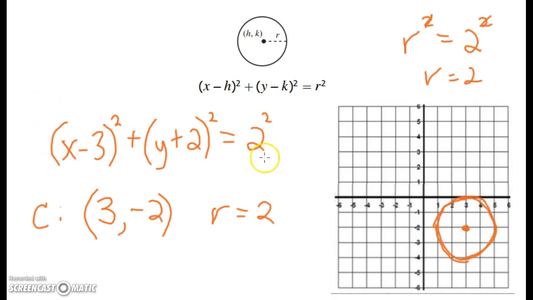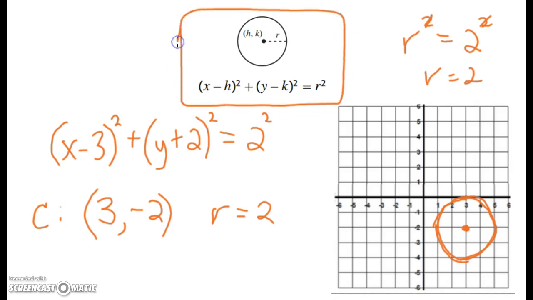So this equation gave us this center and this radius. And so I plotted the center, and then I counted the radius in all 4 directions. You are responsible for being able to use this equation, but you do not have to memorize it because, like I said, this right here is from your formula sheet. So you can access this anytime you're taking a test or quiz.